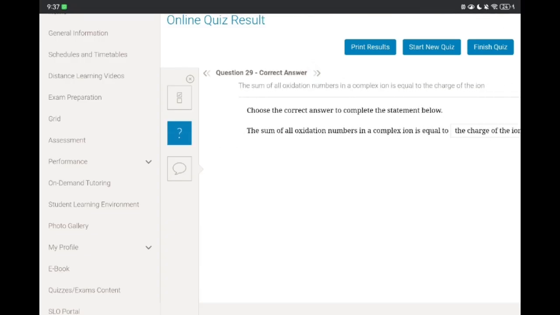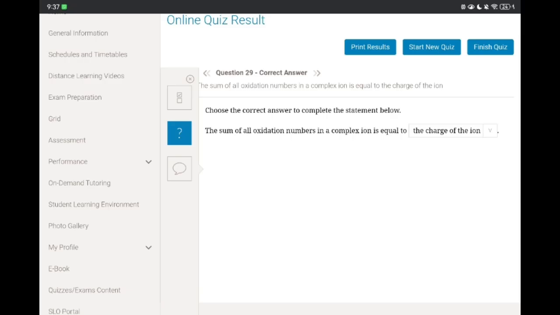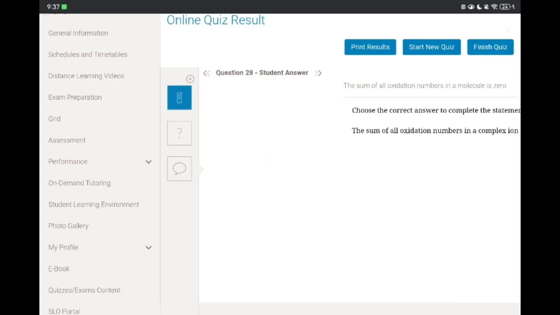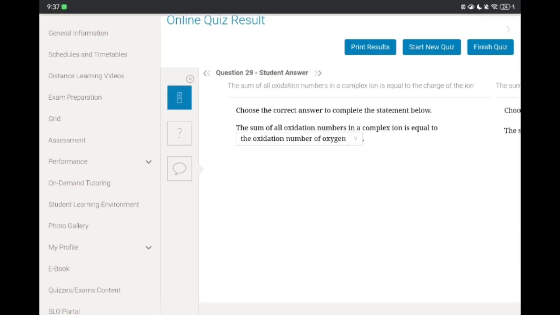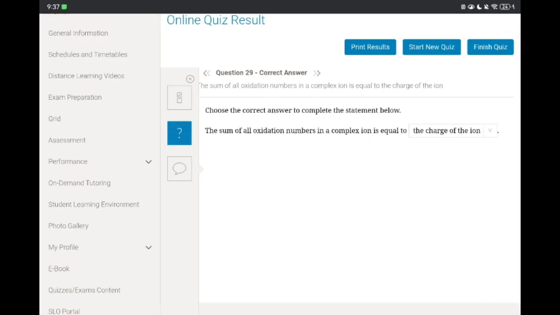The sum of all oxidation numbers in a complex ion is equal to the charge of the ion, exactly like I just said from the last one. That's why the sum of all of them is 0. Just pick that. The sum of all oxidation numbers in a complex ion is equal to the charge.